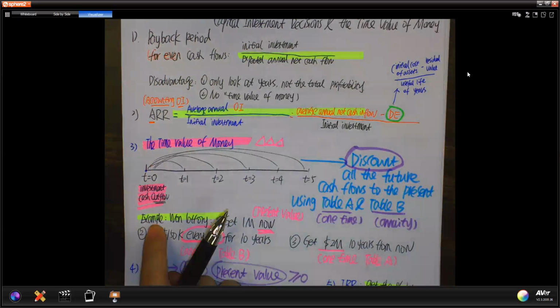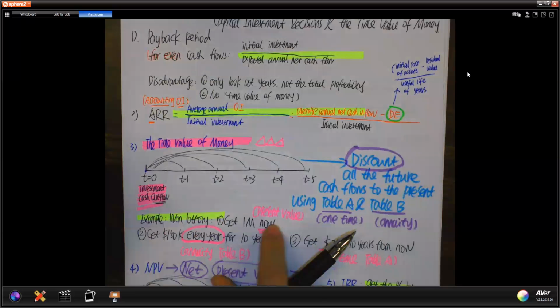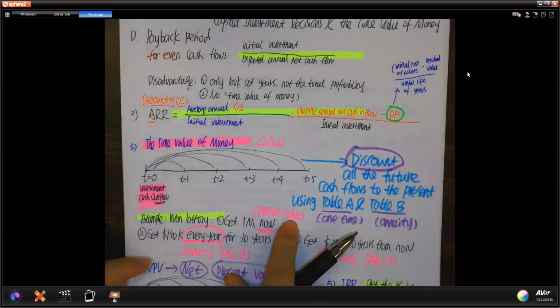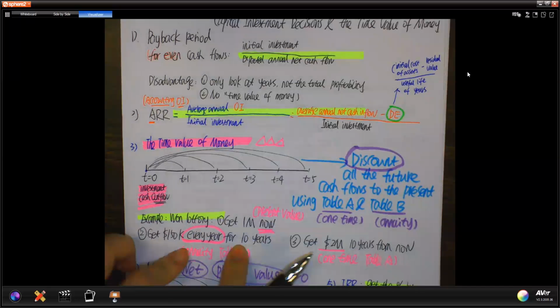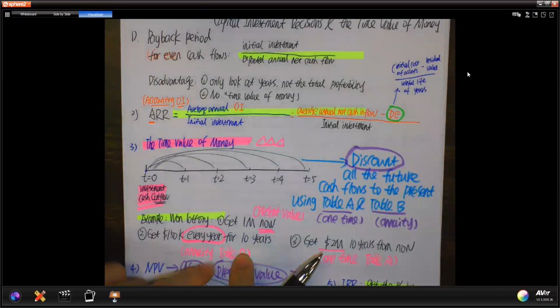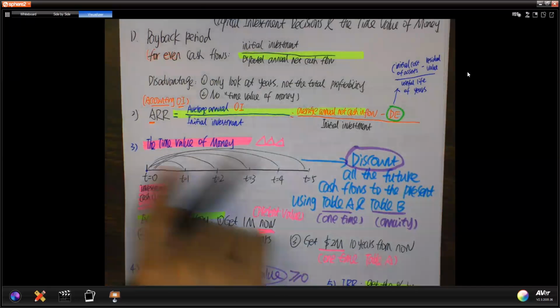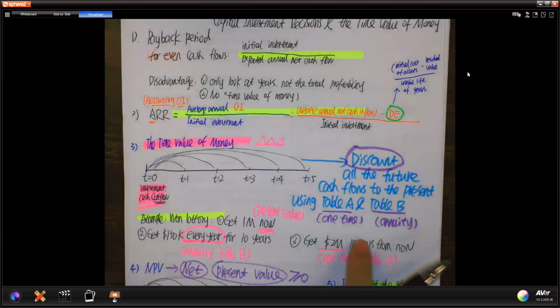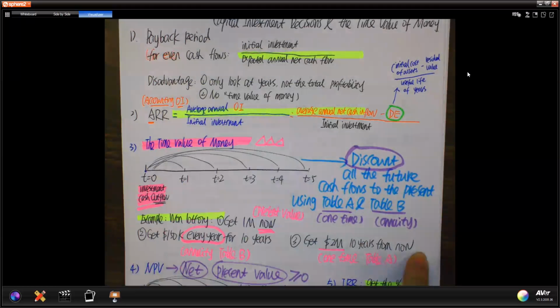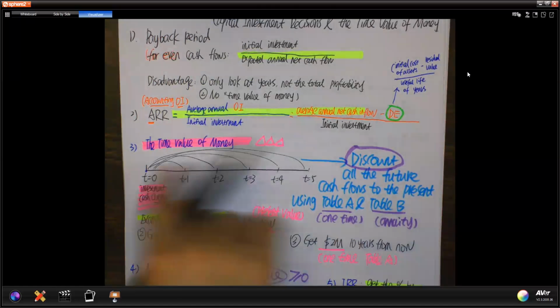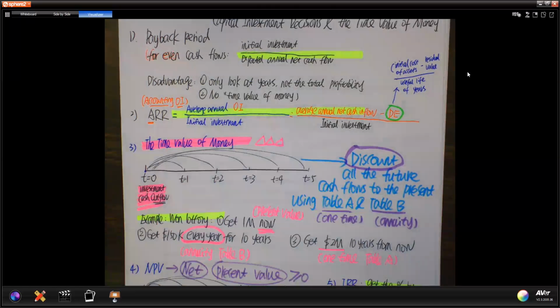Remember the example where you won the lottery: you get $1 million, that's already present value, or you get 150,000 every year for 10 years. That's an annuity, so you have to discount all those 10 years of cash flow. Or you get 2 million 10 years from now, so you also need to discount it using Table 1, which is for a one-time amount. Make sure you know the time value of money. You have to know that.